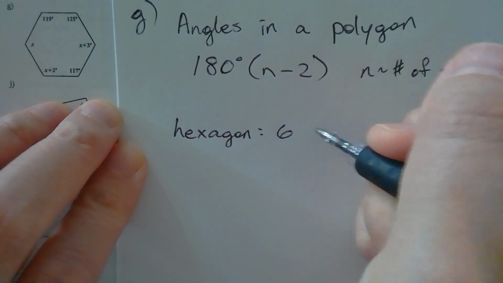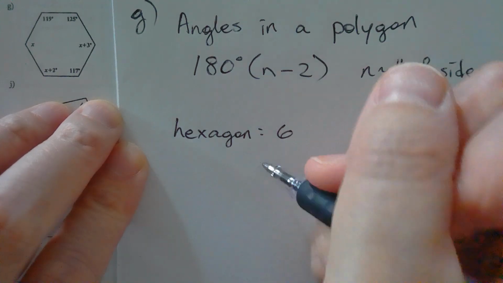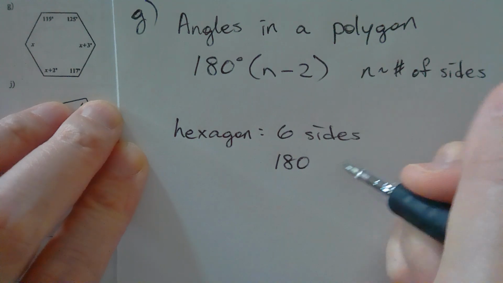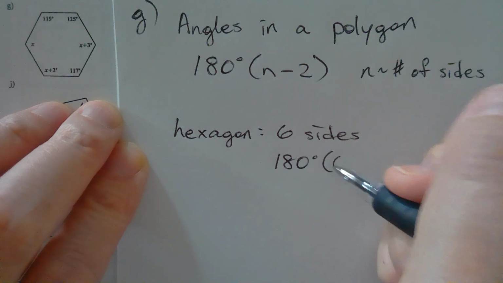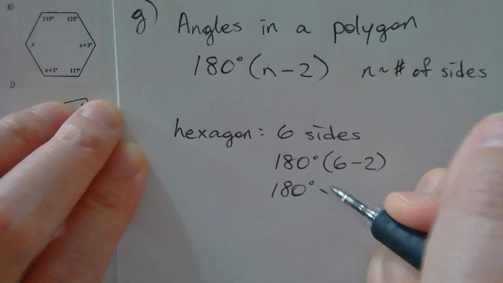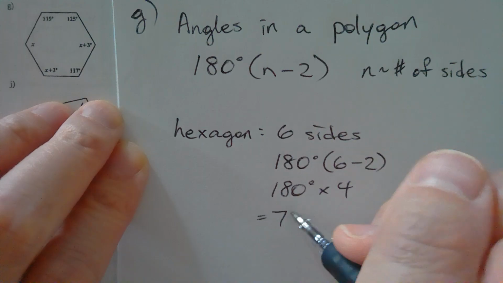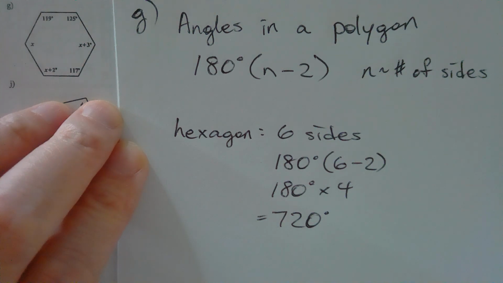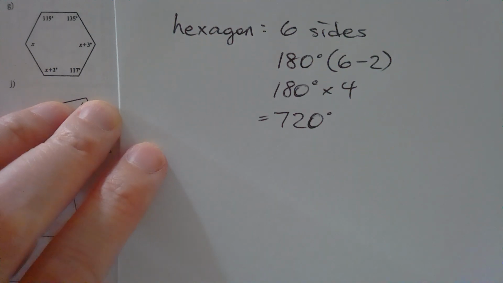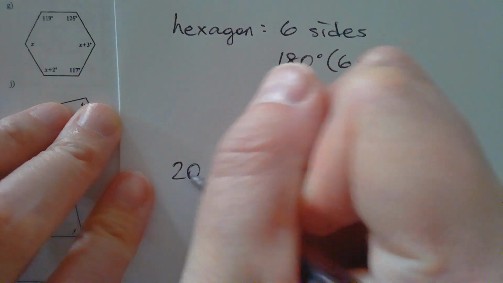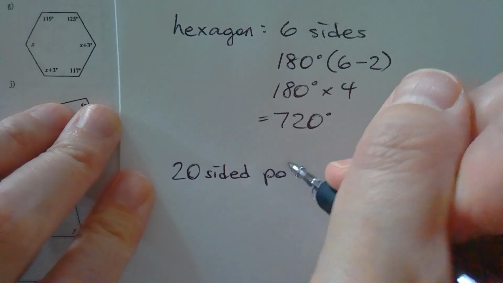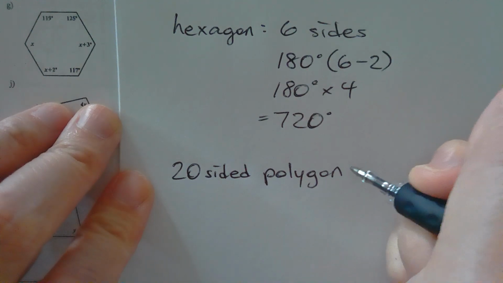6 sides. So that means 180 times 6 minus 2, which is 180 times 4. And so that's why you know that the angles inside a hexagon add up to 720 degrees. Now that we know the formula, what if I say it's a 20-sided polygon? What do the 20 angles add up to?